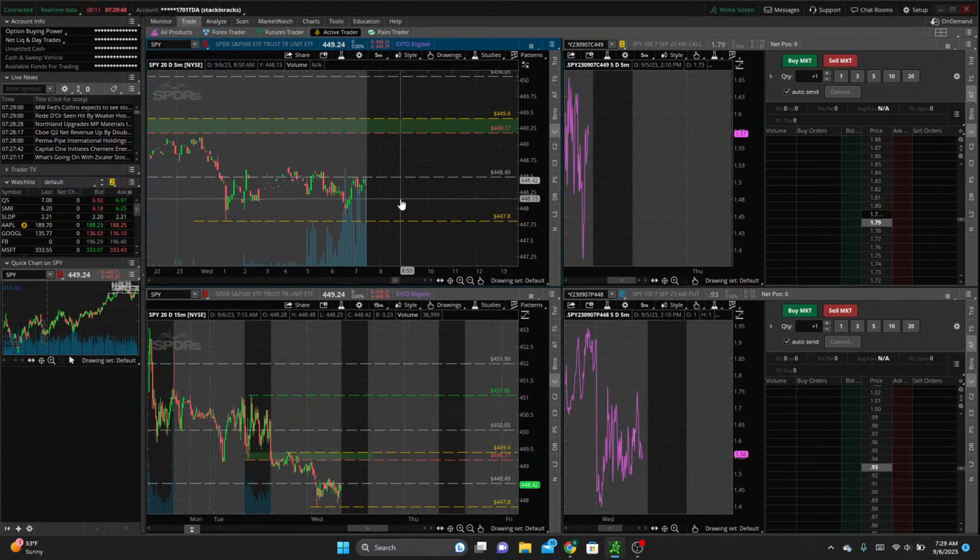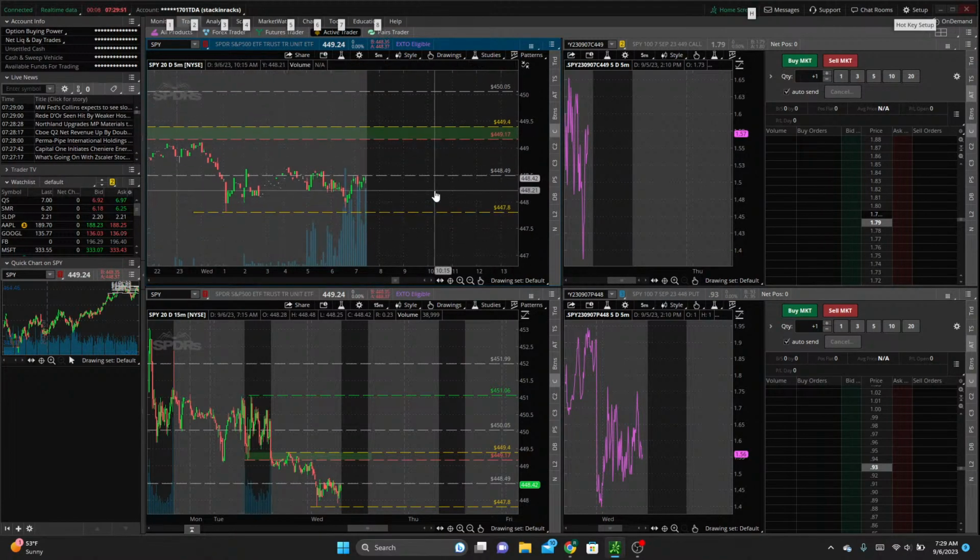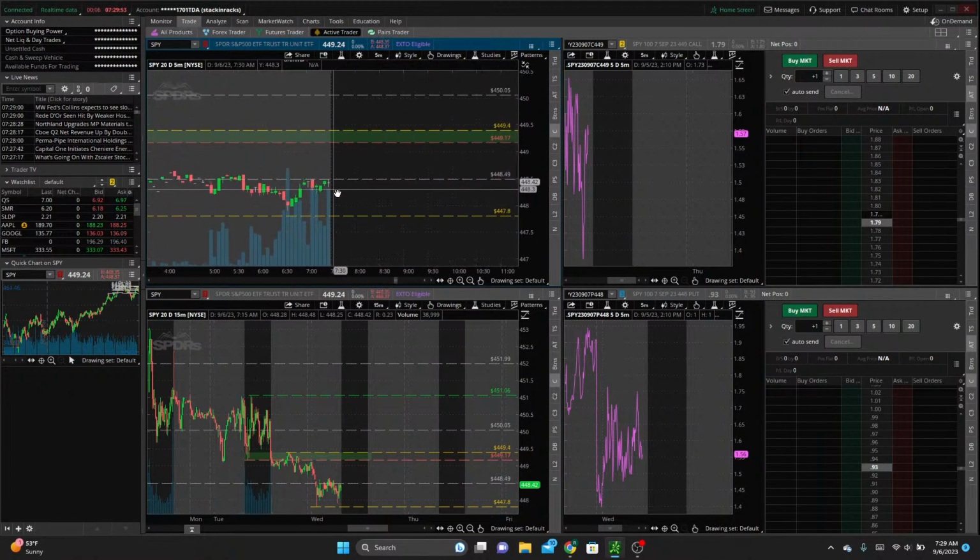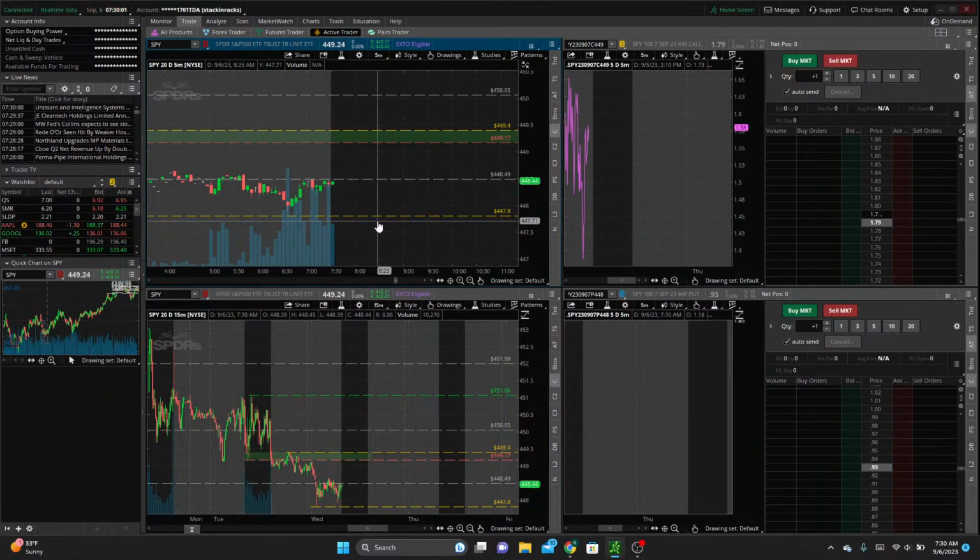Looking like we're set to open right around that 448.5. So normally I don't trade the opening candle, but if we open and can't get above that level, taking puts might be the play.